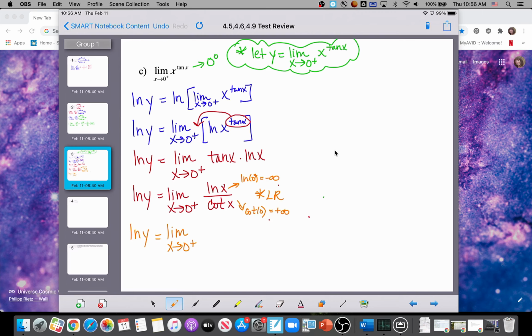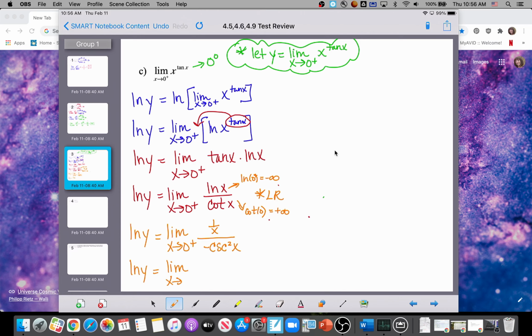So I'm going to take the derivative of the numerator and the derivative of the denominator. The derivative of natural log x is 1 over x. The derivative of cotangent x is negative cosecant squared x. And then what I'm going to do is, dividing by cosecant squared would be the same thing as multiplying by sine squared. So again, I am just doing a little rewriting. I'm not doing any calculus at this point.